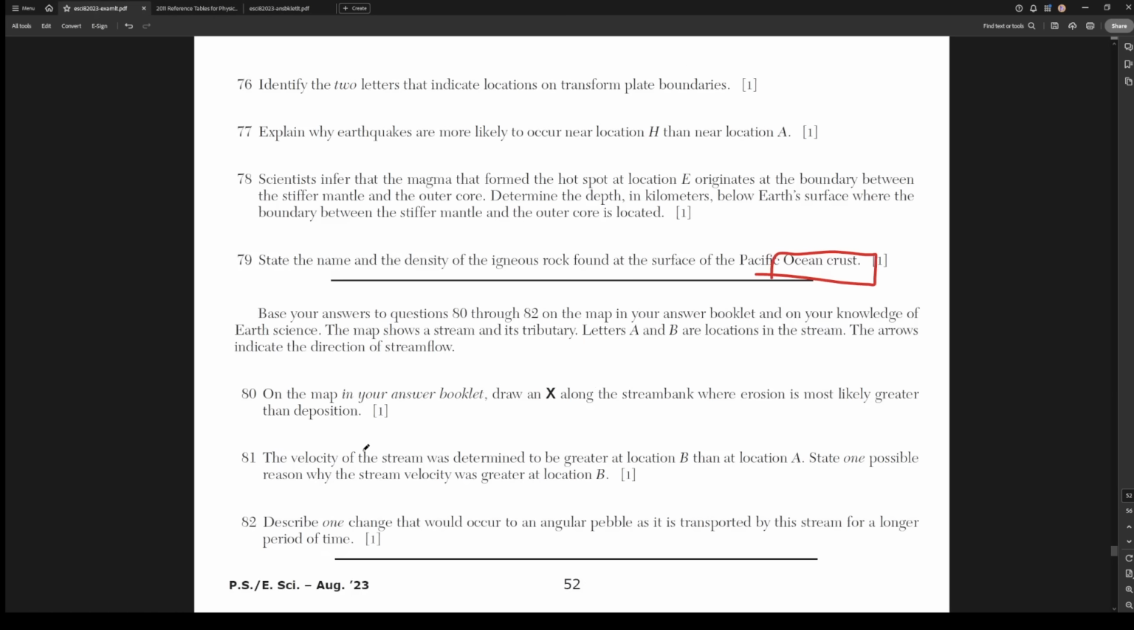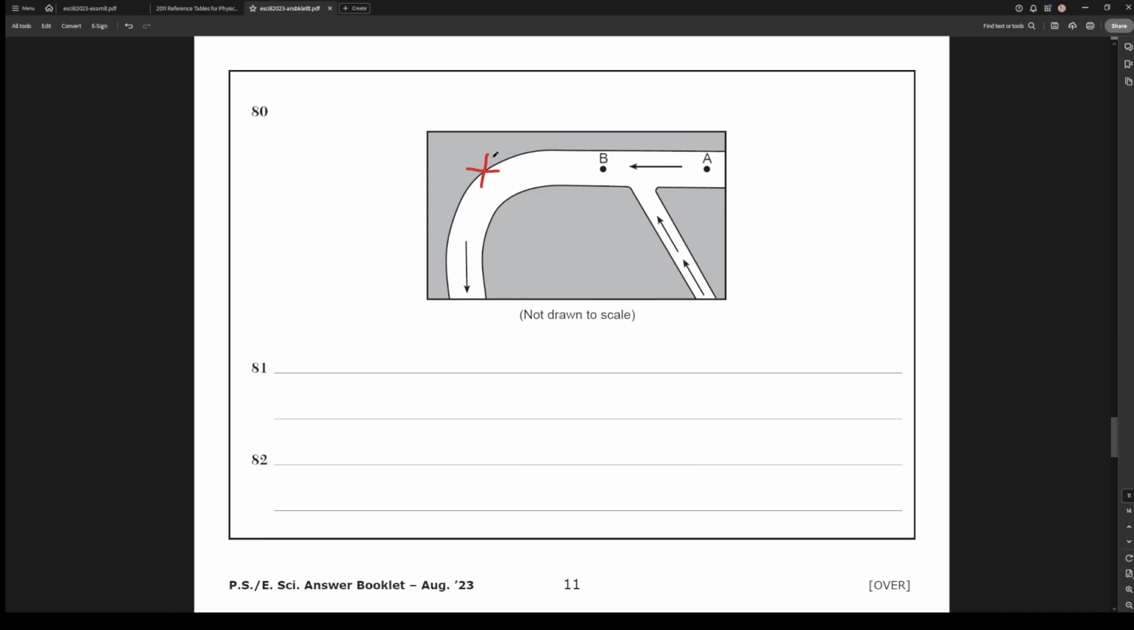Alright, 81. The velocity of the stream was determined to be greater at location B than location A. State one possible reason why the stream velocity would be greater at location B. Well, there could be a bunch of reasons. The first one that comes to mind is that it's steeper. So B could be like on a hill. That would probably be a good answer. So I would say probably steeper. Steeper slope.